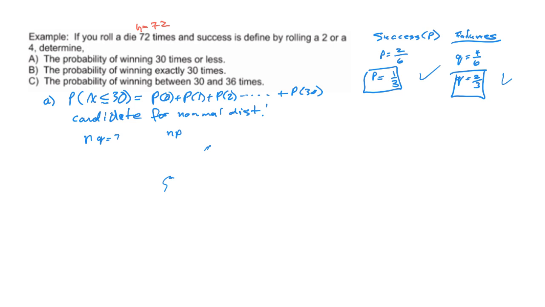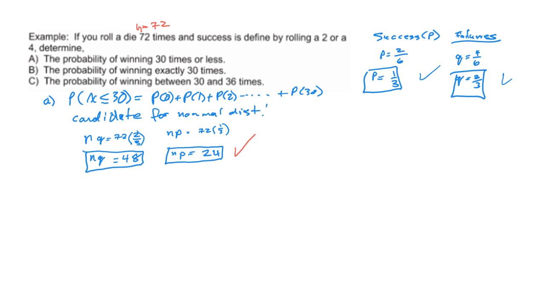N times q is 72 times q, which is 2 over 3. And we're also going to take a look at n times p, which is 72 times 1 over 3. Now, you get the following answers for np and nq. So you got np is 24 and nq is 48. And remember, both of these had to be greater than 5. So guess what? We can change this into a normal distribution.